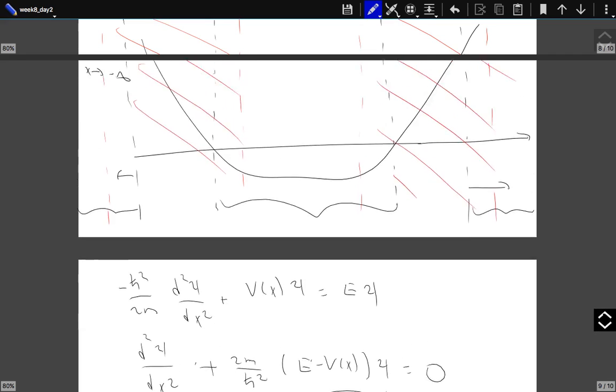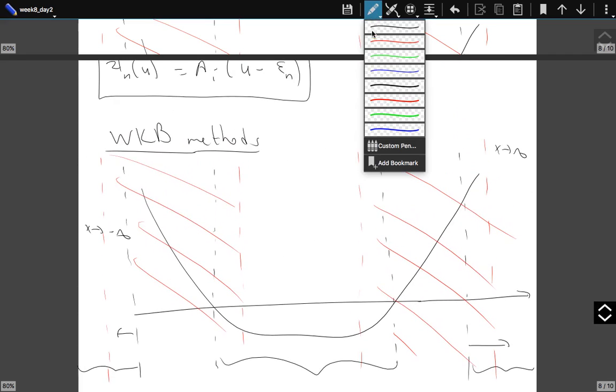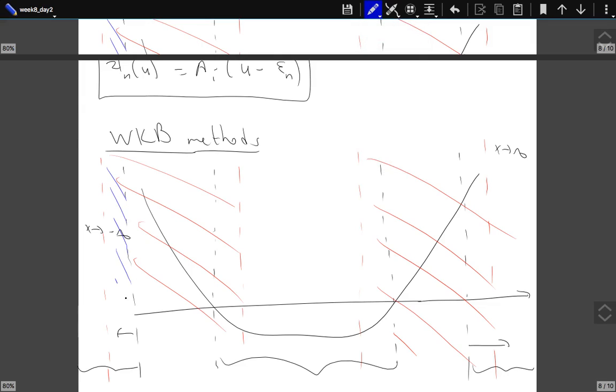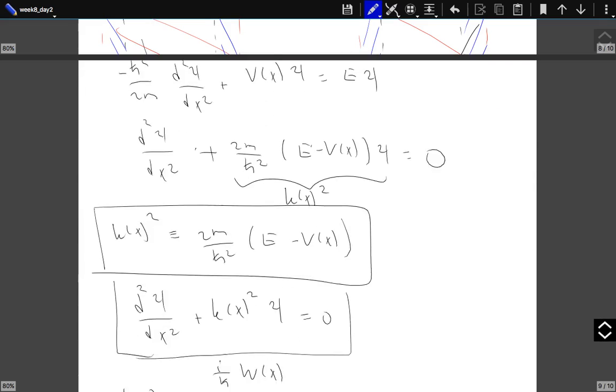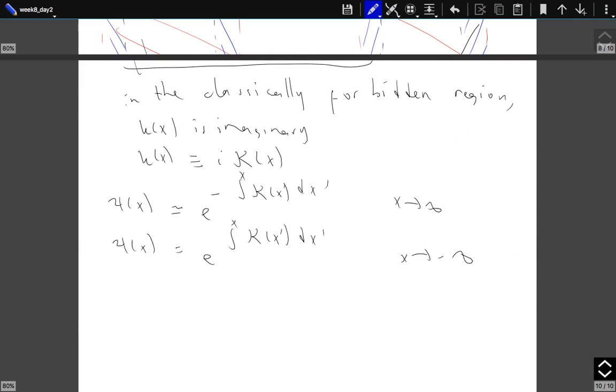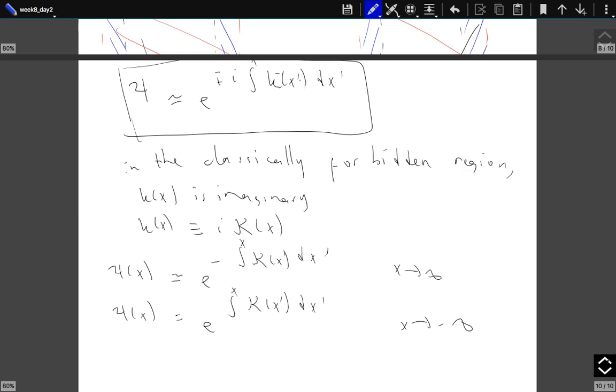Because if there is such an overlapping region, like these regions over here, these are what I call the overlapping regions. In these regions, I can use both the solutions for the linear potential, the Airy functions, and at the same time I can use the solutions written in terms of these exponentials over here. That will allow me to match these functions.